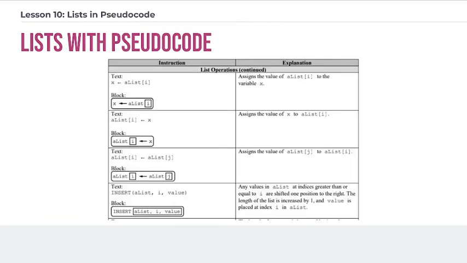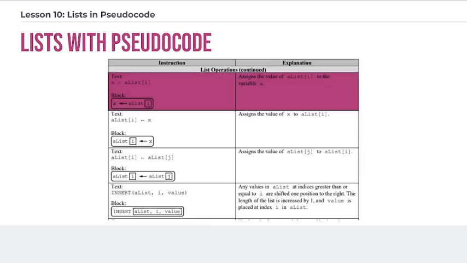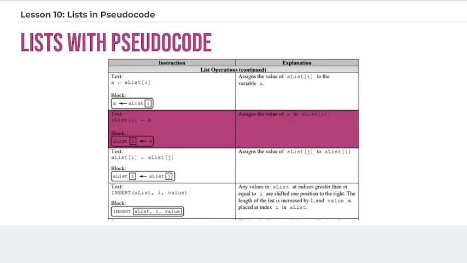So here are some more complex or intricate ways of working with lists. First, you can actually pull an item off the list and assign it to a variable in the same step. So this would take item I from the list and assign it to a variable x. We can do the opposite operation, where we assign the value of x to a position in the list.